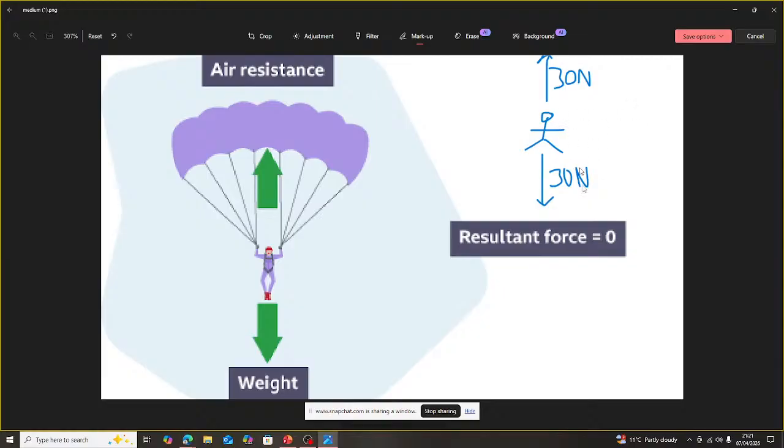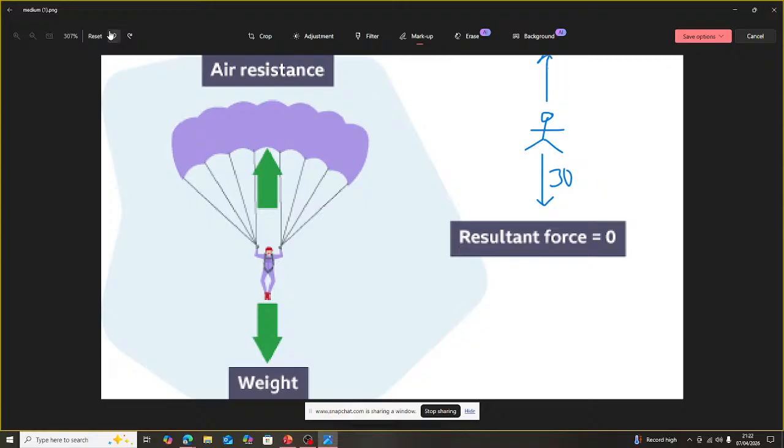His forces are balanced. So what does that mean? What does that mean on his movement? He's moving at a constant velocity. There is no resultant force. So the resultant force is 0. Yeah, it's zero. You're at constant velocity, Saruman. There's no resultant force.